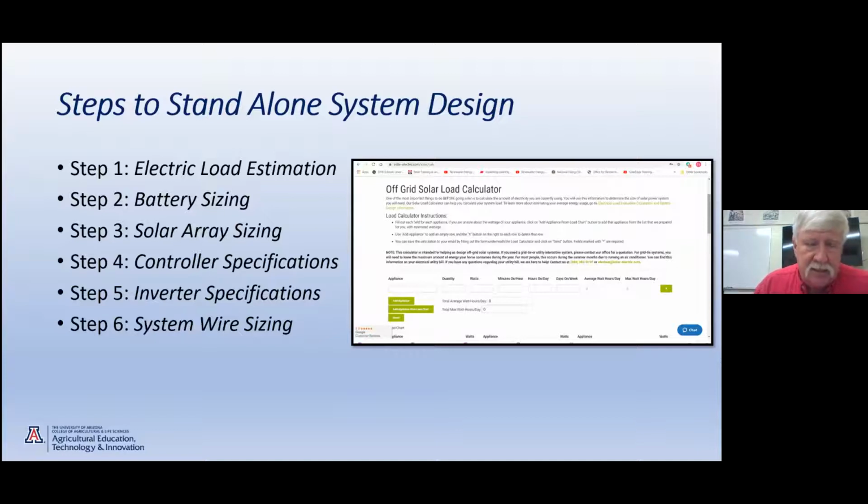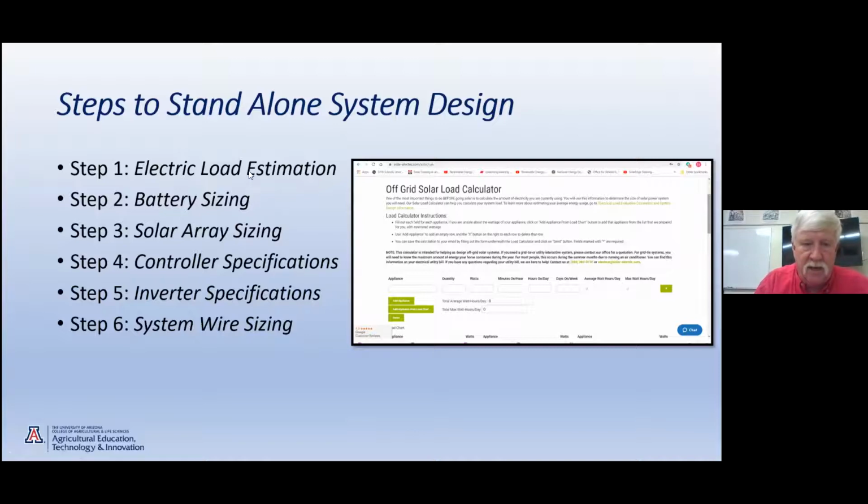The second thing is then looking at battery sizing, how many batteries and the size of the batteries you're going to need. The third step is your solar array sizing, how many modules you're going to use and the size of the modules. Step 4 is the controller specifications, how big the controller is going to be. Step 5 is your inverter. And then step 6 is system wiring sizing.